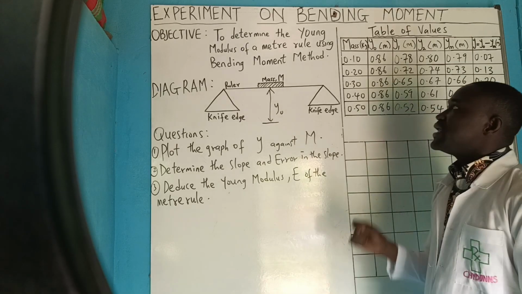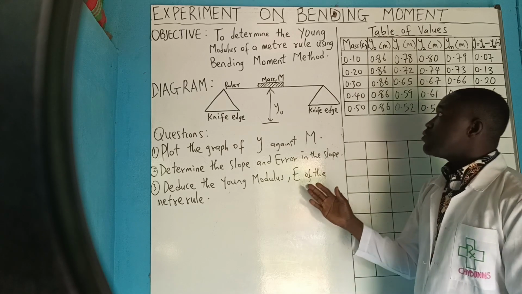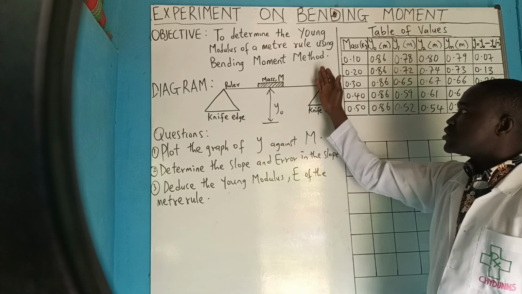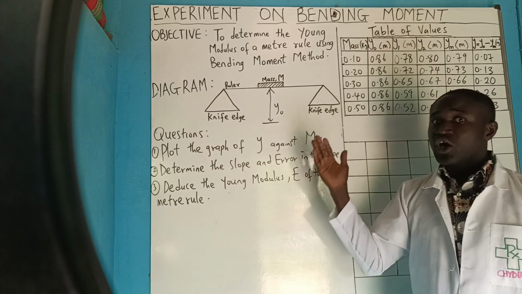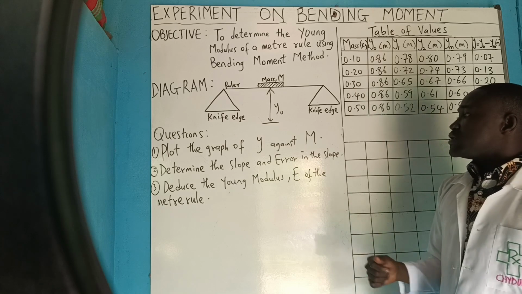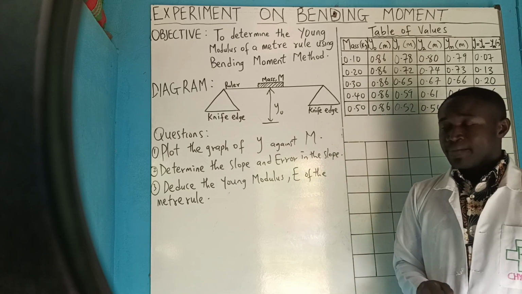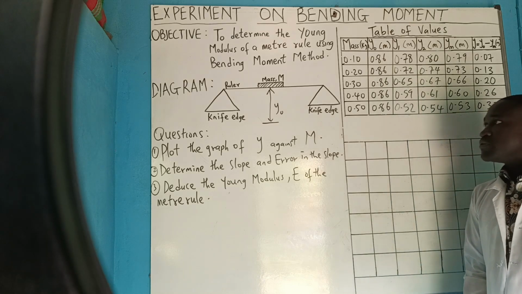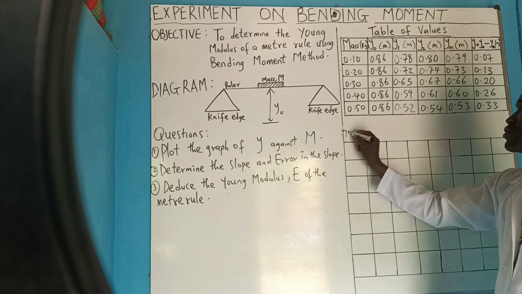We are still on the experiment on bending moment. Before now, we showed how to get all these values we have here, and we discussed a lot of things concerning this. And now we want to see how to plot the graphs. First thing you do when you want to plot your graph is to write the title.